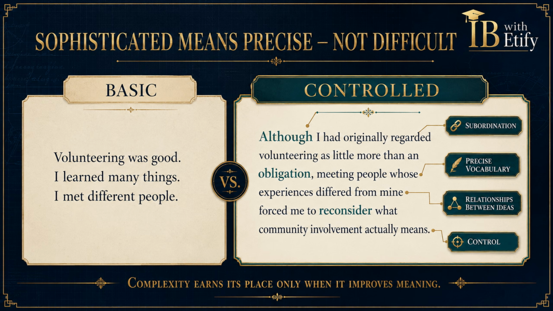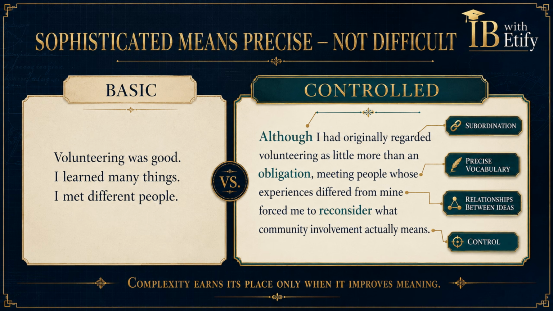Criterion A rewards language that enhances communication. At the highest level, vocabulary should be nuanced and varied, and grammatical structures should be used selectively and effectively. The word selectively is crucial. Do not force complicated grammar into every sentence. You are not trying to prove that you memorized 20 structures. You are trying to use language as a skilled writer would use it.